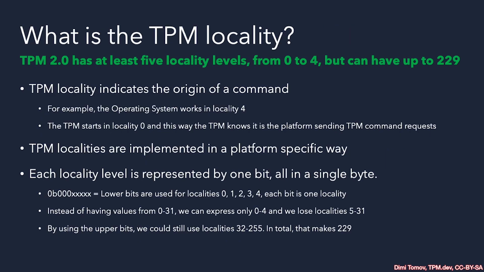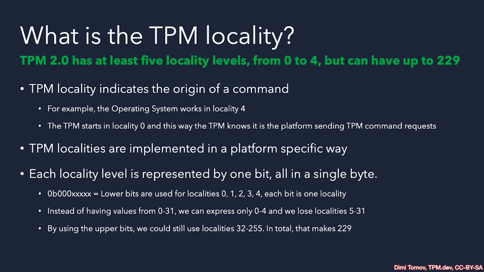So what is TPM locality? There are at least 5 locality levels from 0 to 4 that any TPM 2.0 has. The TCG does not limit the number of localities. However, it is the most common case to see from 0 to 4. The TCG specification allows a TPM to have up to 229 of these levels. So what is a locality to the TPM?